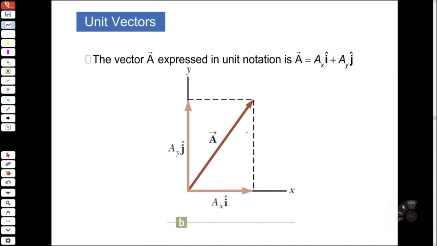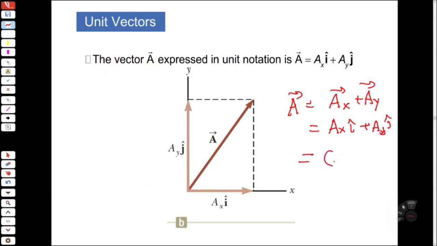So now you have many ways of representing A. Let's just summarize it. First it was written as Ax plus Ay. Now Ax has magnitude Ax and direction I, so you can write it as Ax I, and Ay as Ay J. And in component form you can just write it as Ax and Ay. So these are all equivalent representations of a given vector A.